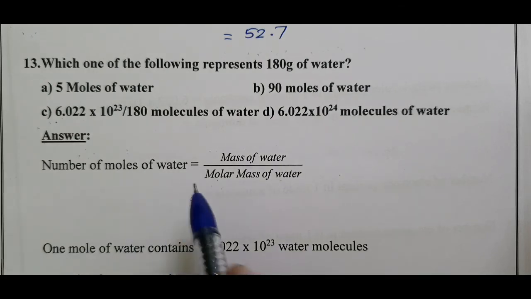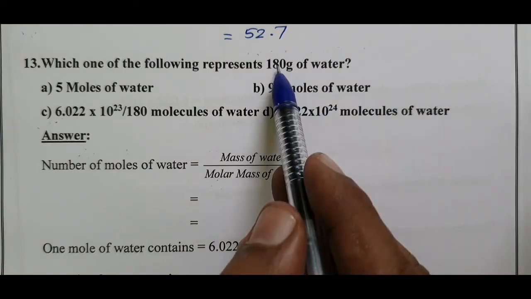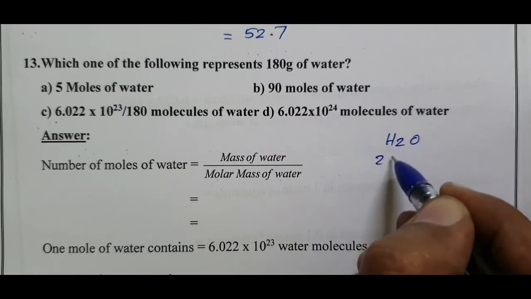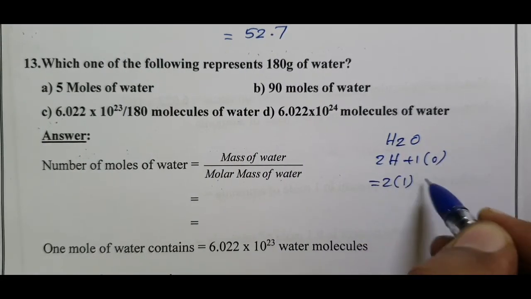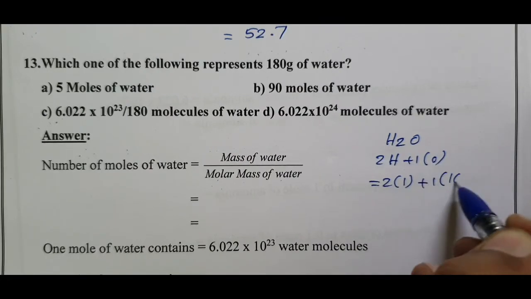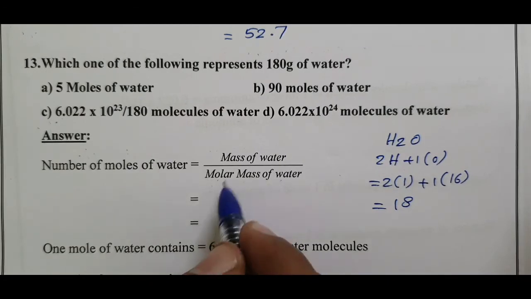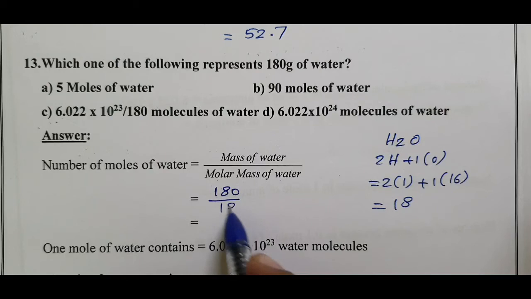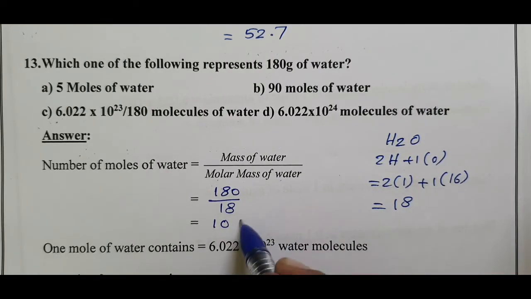Number of moles of water equals mass divided by molar mass. The mass of water is given in our problem. We know the water molecular formula is H2O, it consists of 2 hydrogen atoms and 1 oxygen atom, 2 into hydrogen atomic weight 1, plus 1 into oxygen 16, that equals 18, the molar mass of water. Mass of water 180 divided by molar mass of water 18. When you cancel, 10 moles is the answer. Number of moles of water equals 10 moles.